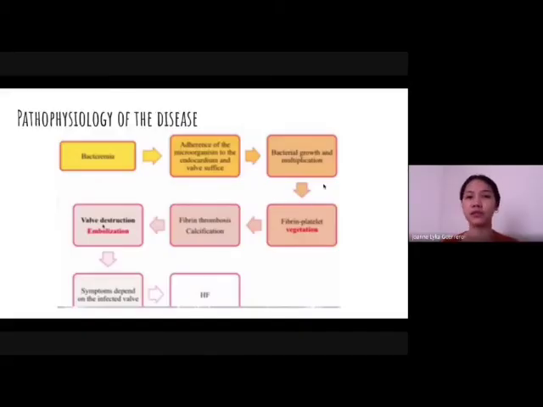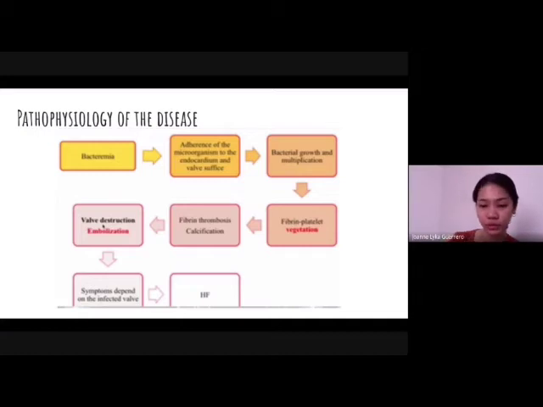So this is the pathophysiology of infective endocarditis. This is the diagram, and the pathophysiology of infective endocarditis comprises at least three critical elements: the preparation of the cardiac valve for bacterial adherence, addition of circulating bacteria to the prepared valvular surface, and the survival of adherent bacteria on the surface with propagation of the infected vegetation.